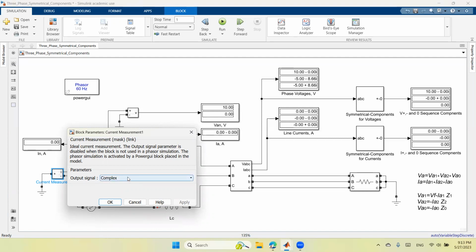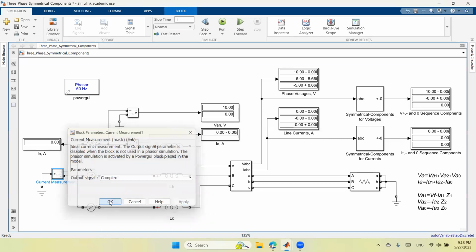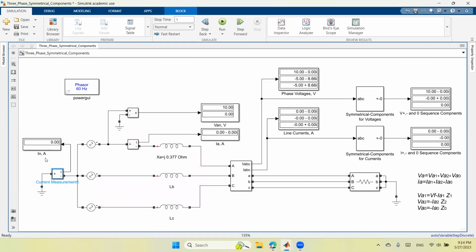So I'm selecting to show the complex number. Here you have complex, real imaginary, magnitude, or magnitude and angle. So I'm selecting the complex format. So apply and OK. This will be I neutral in ampere. This will be shown on this display.